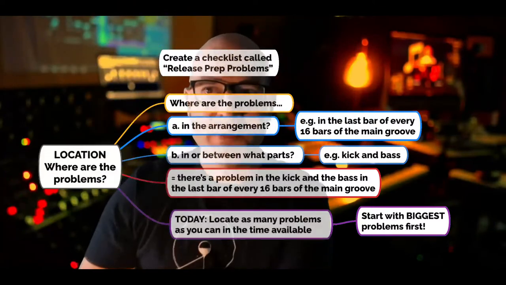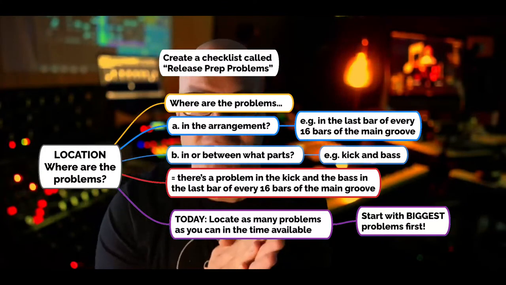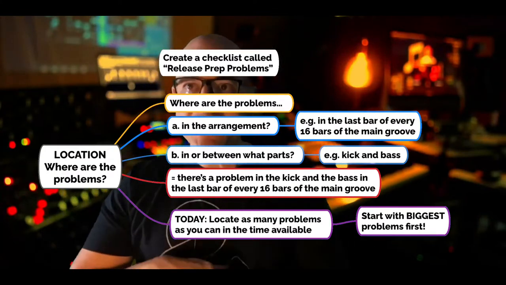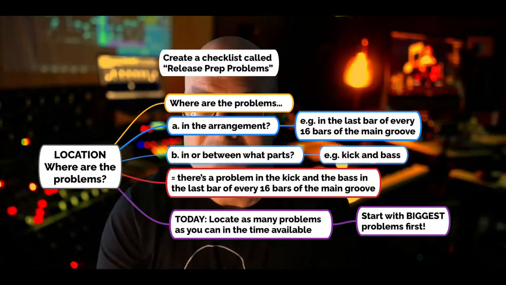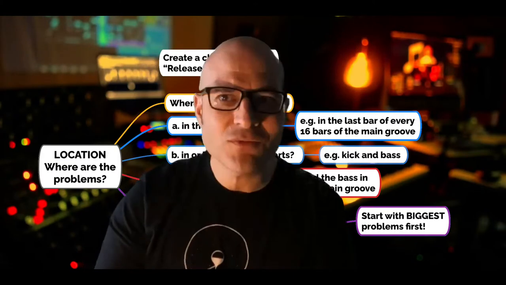Which is between what parts? So in other words, in my example, between the kick and the bass. So a way of defining the location is, in this example, there's a problem in the kick and the bass in the last bar of 16 bars of the main groove. Now I'm being really, really detailed here in order to explain the process to you.